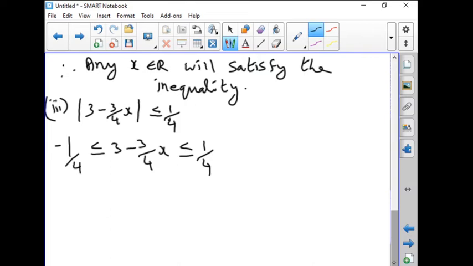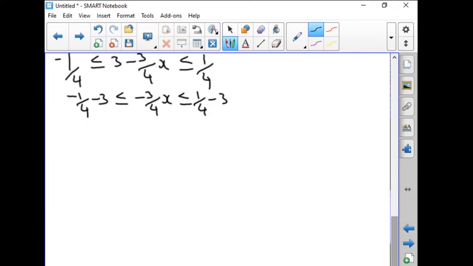So, what we have now? This plus 3 you can bring to this side, or what you do, throughout you subtract 3. So, when you subtract 3, this becomes minus 1 by 4 minus 3 less than or equal to, so minus 3 plus 3 will go off. So, you will get 3 by 4x less than or equal to 1 by 4 minus 3. So, subtracting throughout by 3.